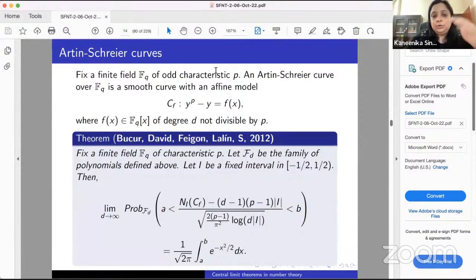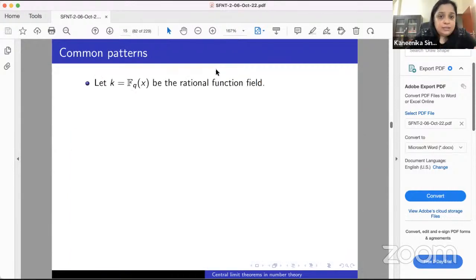Now, of course, the question arises: we just choose our families, but is there a general theme behind choosing our family of curves? So we ask questions about common patterns, and the answer is yes to a large extent.